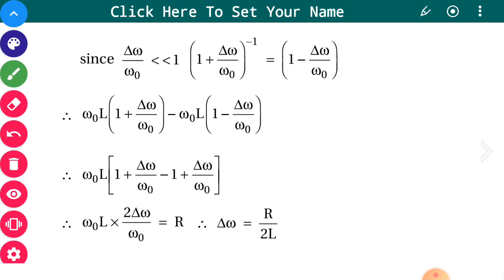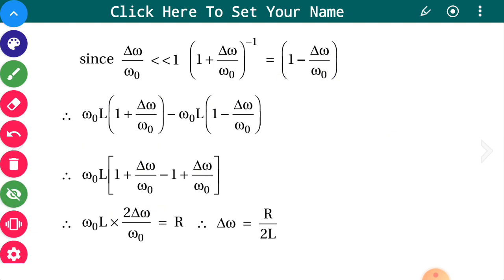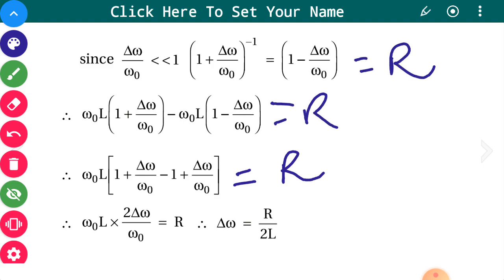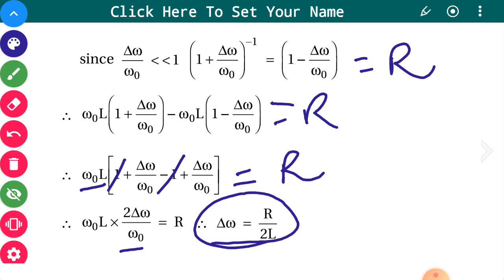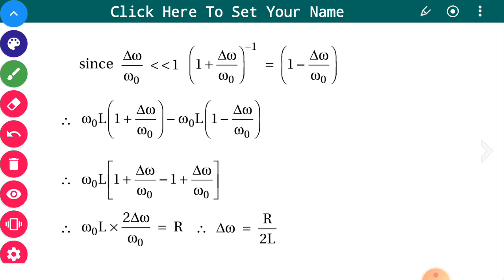Okay, so it is taken common, and that is equal to r. Again this is equal to r. So here 1 will be cancelled out. Omega 0 L, this becomes twice delta omega upon omega 0 is equal to r. So delta omega is equal to r upon 2L, that we are getting.